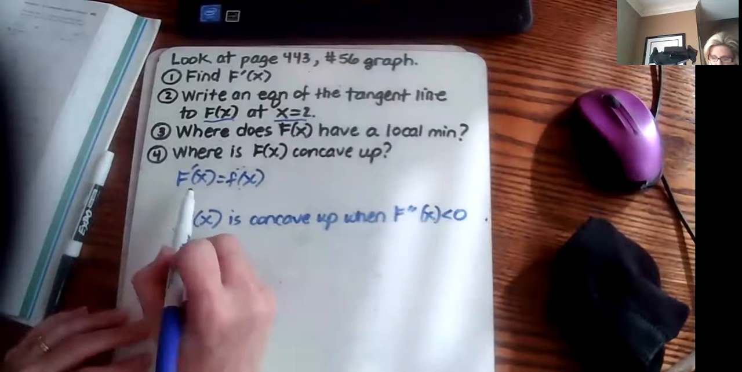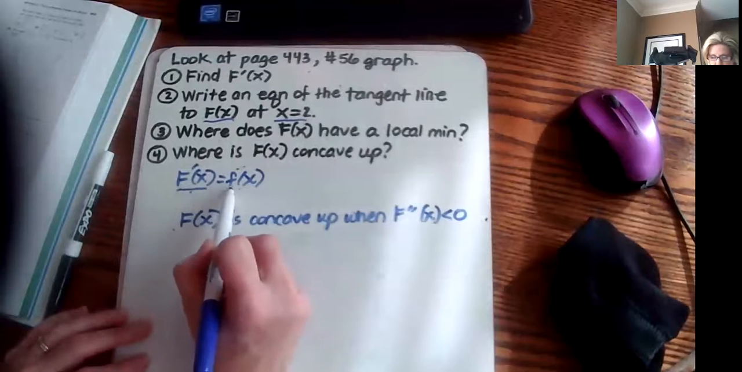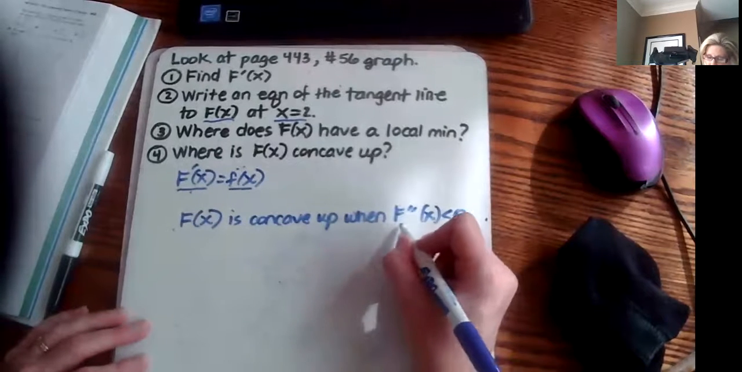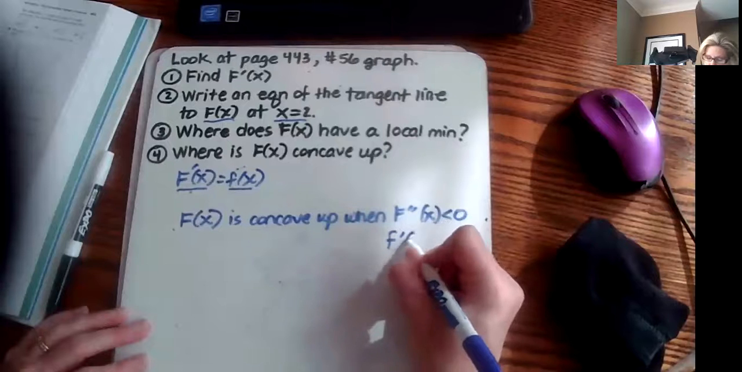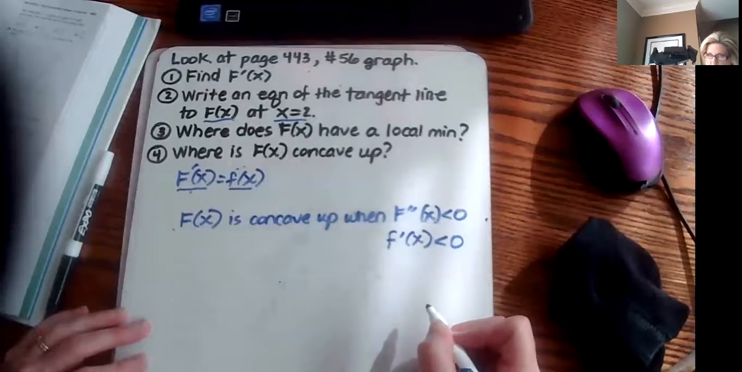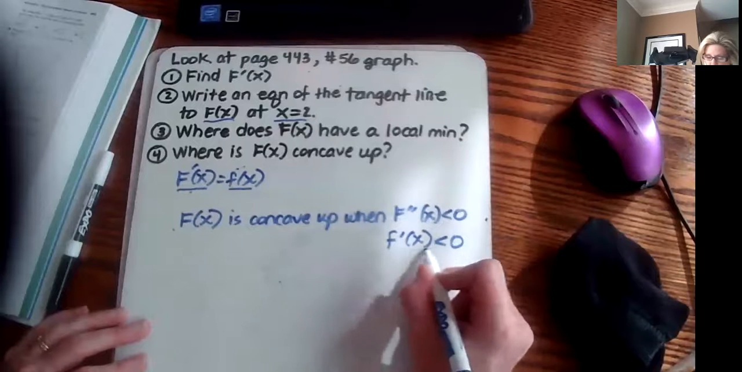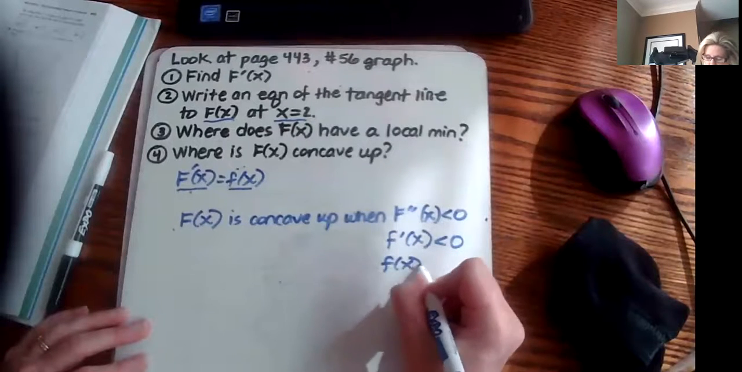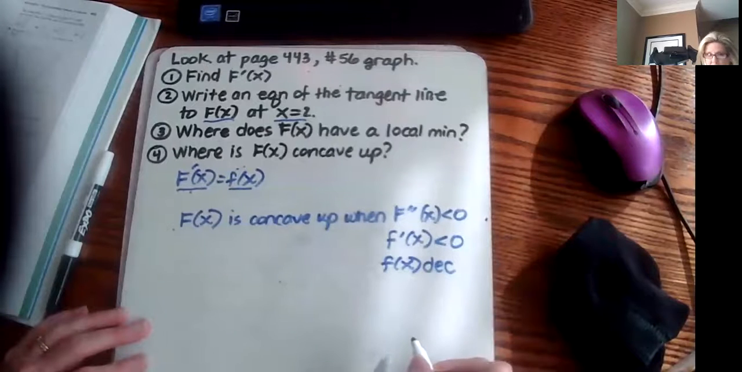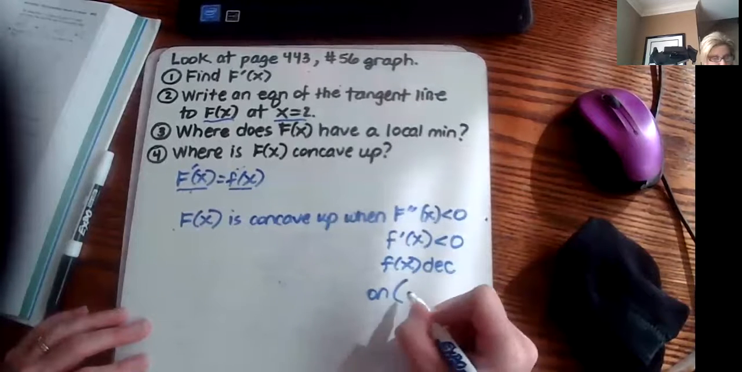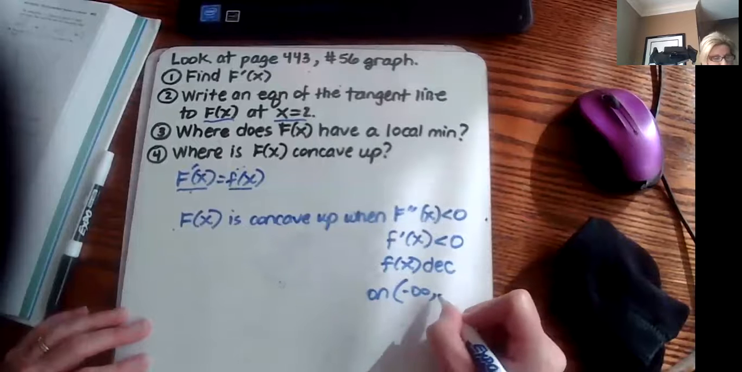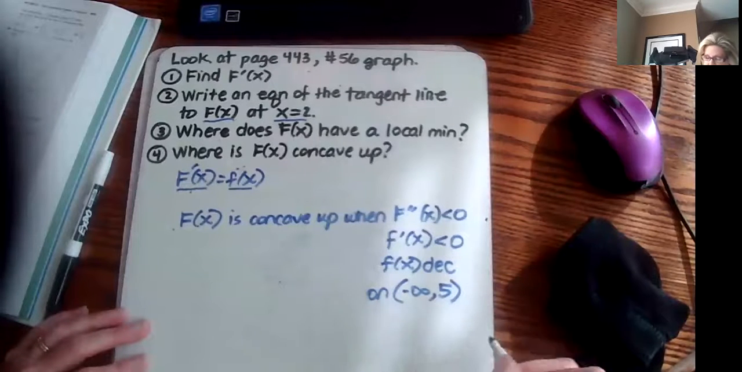So if F single prime is little f, then F double prime must be little f prime. So I'm trying to figure out when little f prime is negative. But remember, if this derivative is negative, then the function itself must be decreasing. So now I'll look at the picture in the book. Where do I see the picture in the book decreasing? On the interval from negative infinity all the way to x equals 5. That's the left-hand side of the V that's going down like that.